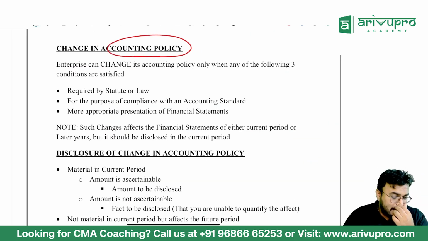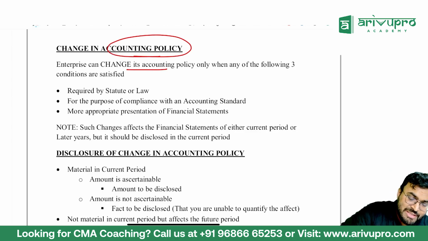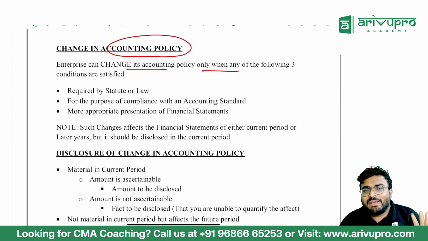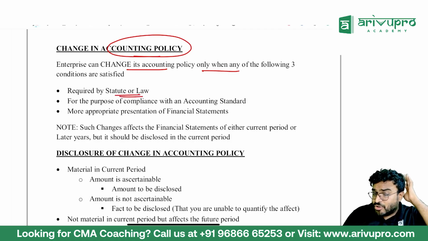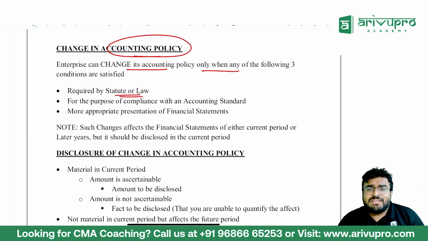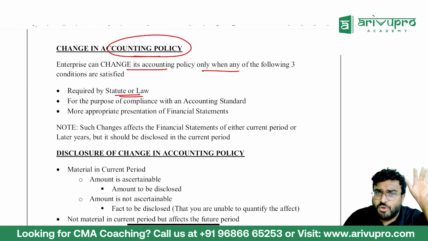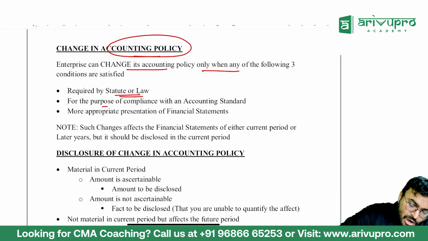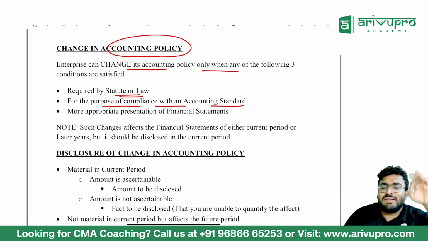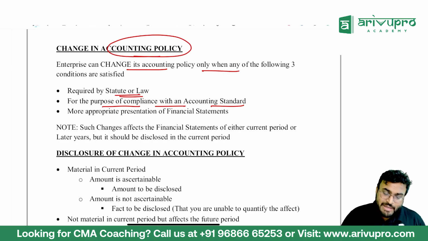When can we change an accounting policy? An enterprise can change its accounting policy only when the following conditions are fulfilled. First one is when it's required by a law or statute. That means some Companies Act or Income Tax Act or some statute is telling us that you are supposed to follow this or change this. Then you are forced to change it, no other option. Or for the purpose of compliance with an accounting standard. One accounting standard is telling that this is the accounting policy that you are supposed to follow. So obviously you are going to change that as well.